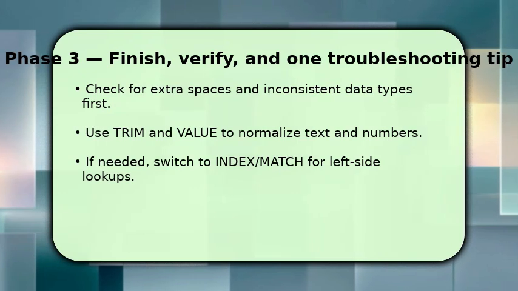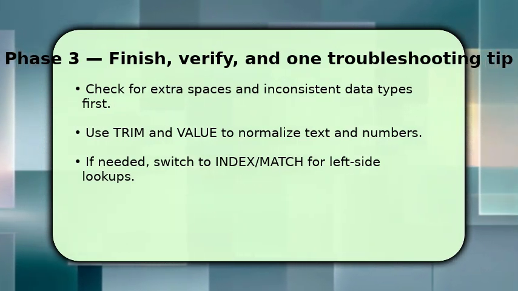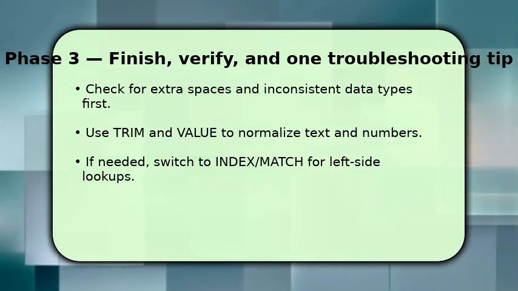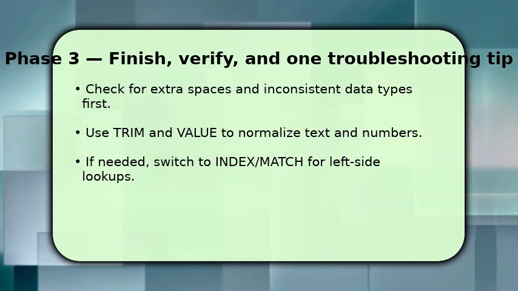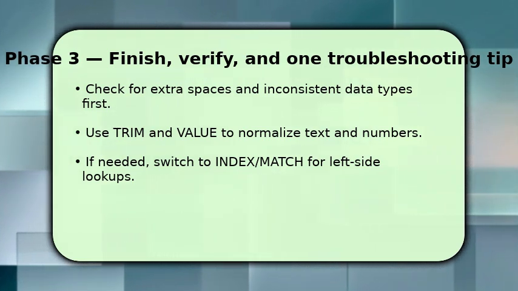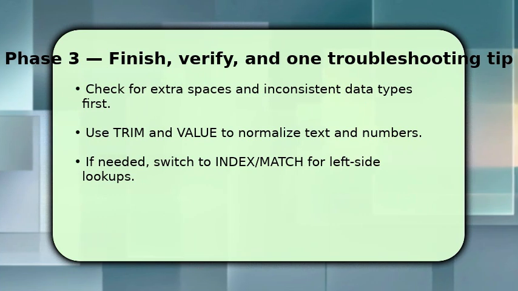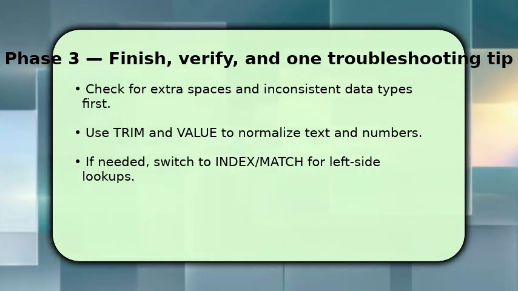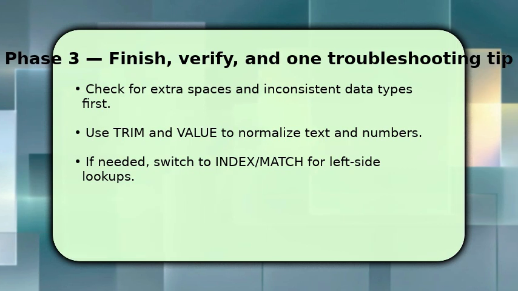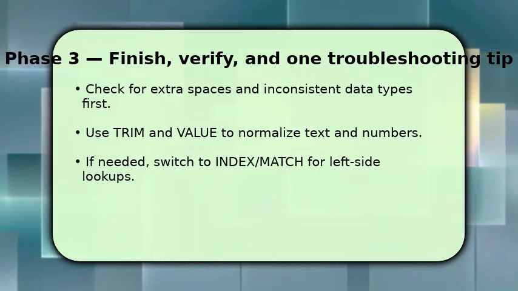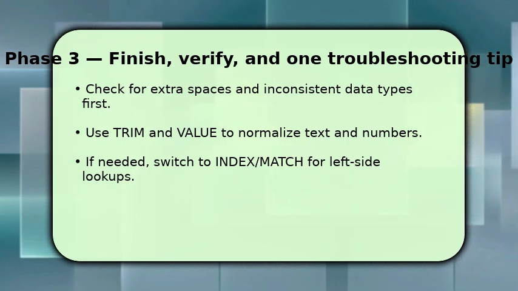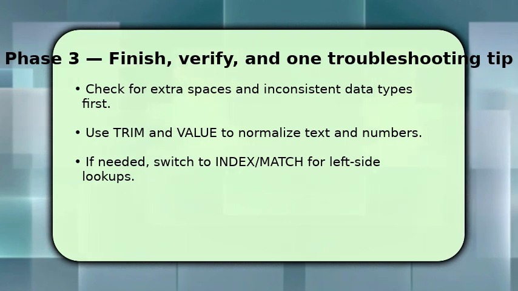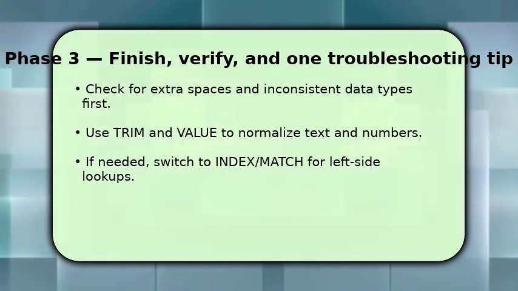To finish, copy formulas and verify results across rows. Scan for #N/A or wrong matches. If you see incorrect results, make sure the lookup key has no leading or trailing spaces by using TRIM, and confirm numbers are numbers, not text, with VALUE. If your lookup column isn't leftmost, switch to INDEX/MATCH. It returns values from any column. Troubleshooting tip: when matches fail, inspect a problem cell with =LEN and =TYPE to reveal hidden characters or type mismatches that break VLOOKUP.